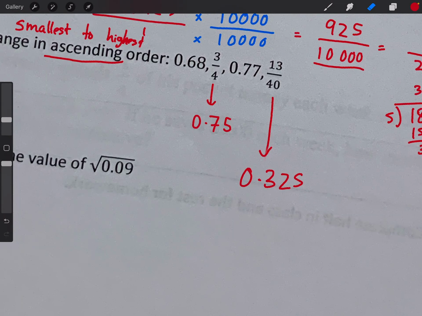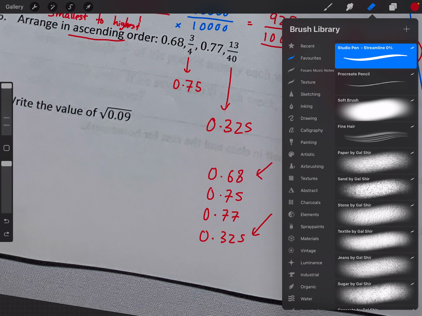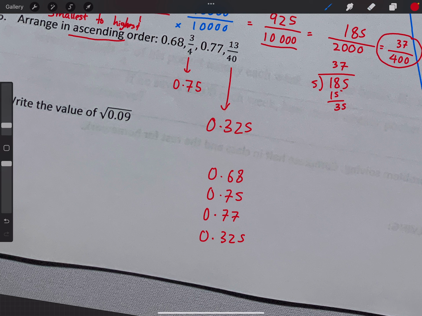Alright, so we go from smallest to highest. Let me just write it out for you so you can see it clearly. The first one is 0.68. The second one is 0.75, the third one 0.77, and the fourth one is 0.325. You see this has 3 digits, and the rest only have 2. So here's what I'll do. I'm just going to put another 0 here, 0 here, 0 here, and you can see it's easier to compare this way. So ascending order, smallest to highest.